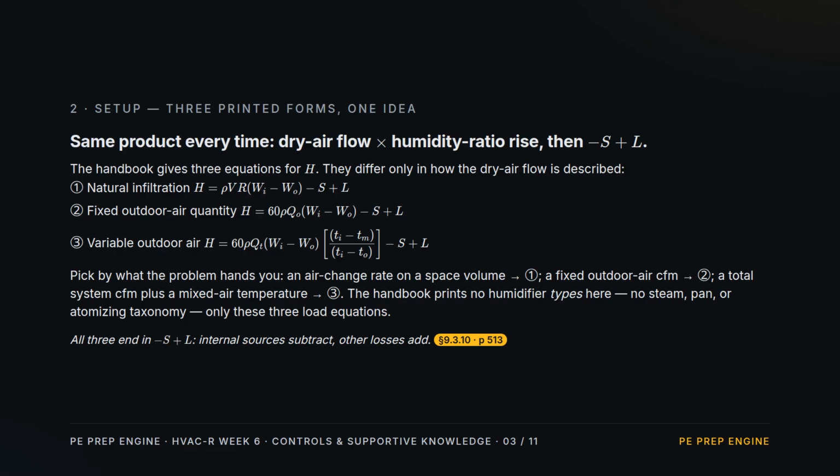Form 3, variable outdoor air. The same product on total flow, scaled by a bracket built from the indoor, mixed, and outdoor temperatures. All 3 then subtract internal moisture sources and add other losses. Pick by what the problem hands you: an air change rate on a volume, a fixed outdoor air CFM, or a total flow plus a mixed air temperature. And note what isn't printed here. The handbook lists no humidifier types at all, only these 3 load equations.